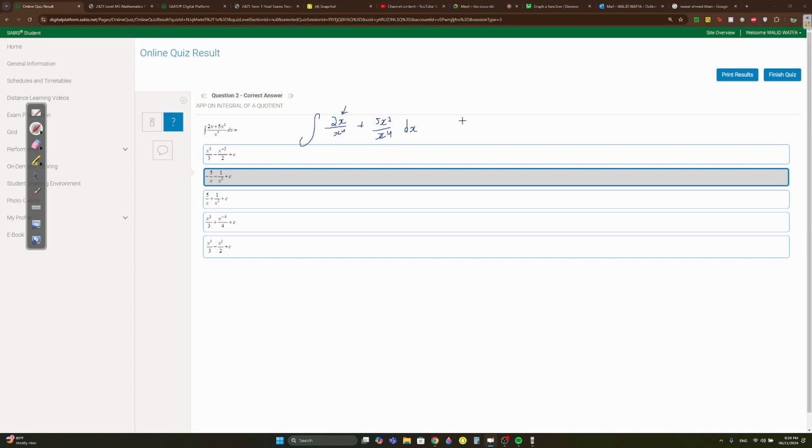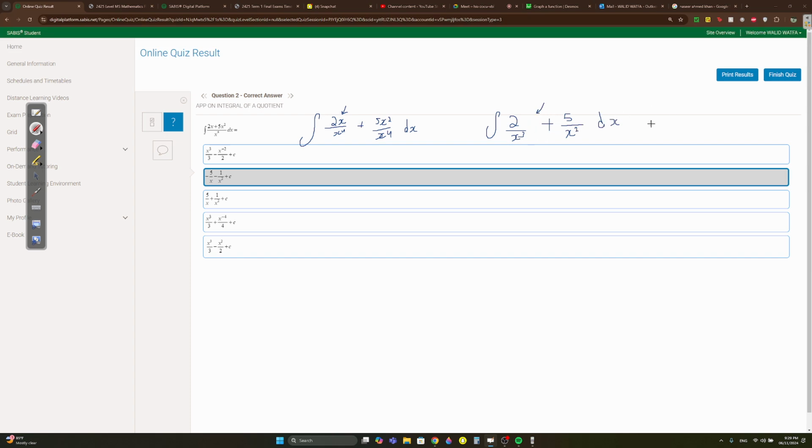I'm going to simplify this. What do I get? I get 2 over x to the power of 3. x cancels with x to the power of 4. It's like 1 minus 4, you get minus 3, so the power goes down. Plus 5x squared over x to the power of 4. x squared over x to the power of 4 is going to be x squared, but it's going to be in the denominator, because 2 minus 4 is minus 2, so it goes down to the denominator. dx. How do you integrate this, guys?